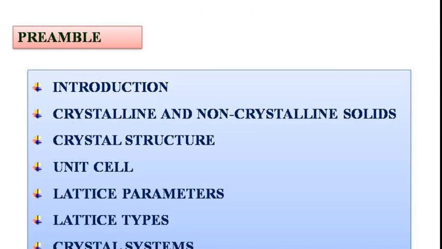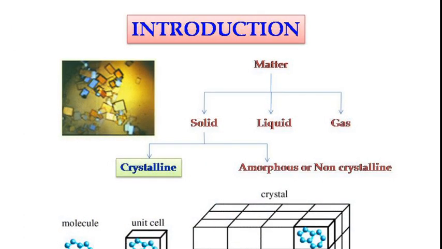These are the topics which I am going to discuss. Introduction. We are very well aware that matter can be classified into three different categories, that is solids, liquids and gases. Solids can be classified into two different categories, that is crystalline materials and amorphous or non-crystalline materials. In the case of crystalline materials, according to the arrangement of atoms, all the atoms are arranged in a periodic and regular manner.